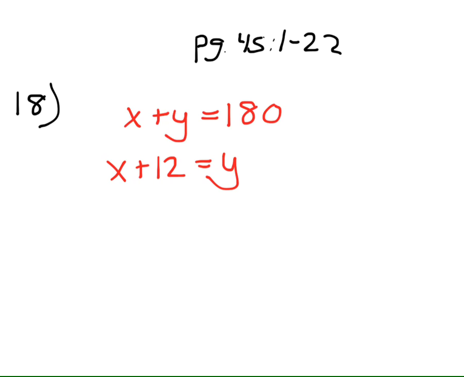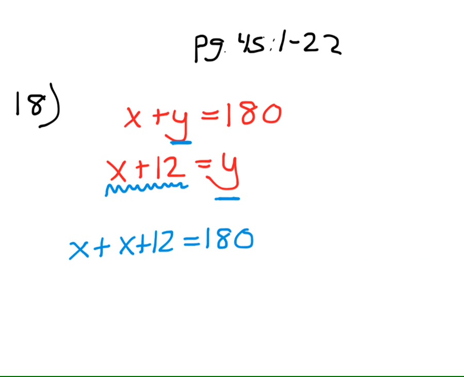So I need to make an equation with just one variable, that way I can solve it. So since I have a y by itself here, I'm going to substitute for y in this equation. And in place of this y, I'm going to put what it's equal to down below. That way I have an equation with just one variable. So I'm going to rewrite this equation, but substitute for y with x plus 12. So it'll be x plus x plus 12 equals 180.